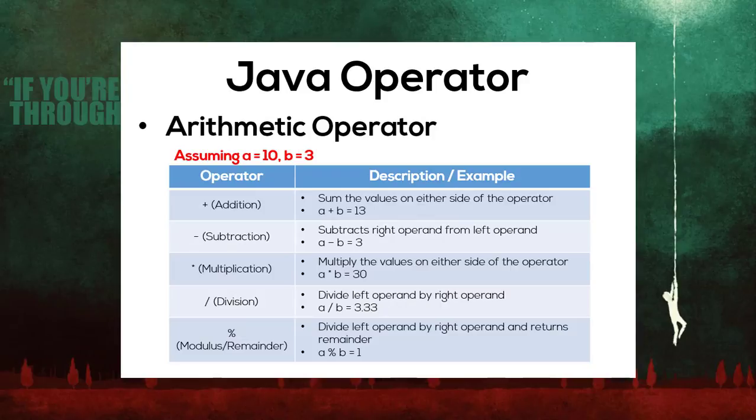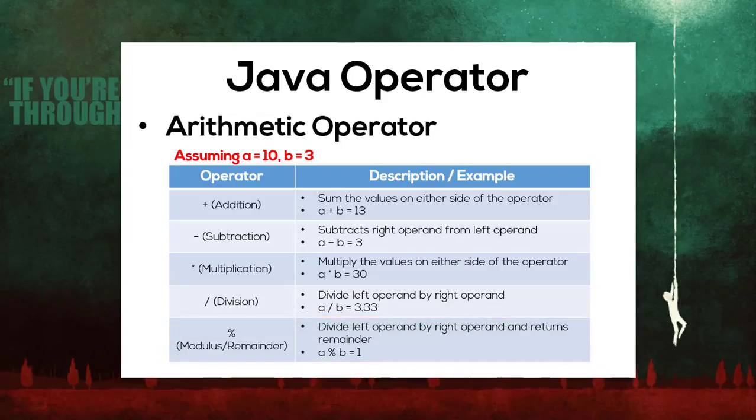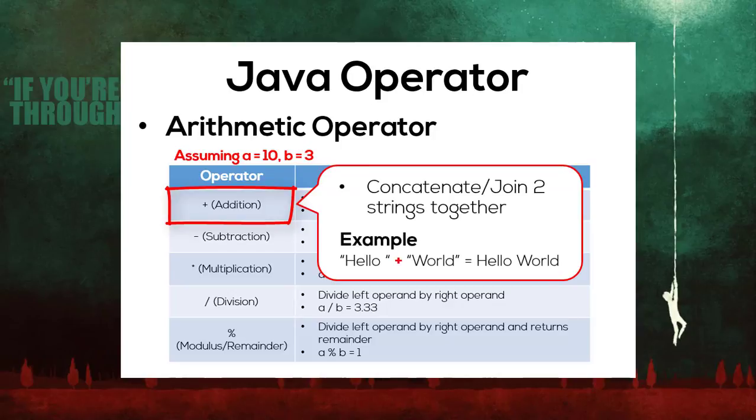Arithmetic operators basically allow us to perform addition, subtraction, multiplication, as well as division. I'm pretty sure you can recognize most of these operators except for the modulus or remainder operator, which might be new to you. What it does is basically to divide one operand by another and return the remainder as its result. One thing that I would like to highlight here is the additive operator. Yes, we all know that this operator allows us to sum numbers together, but it also has a very awesome feature, and that is to concatenate or join two strings together.